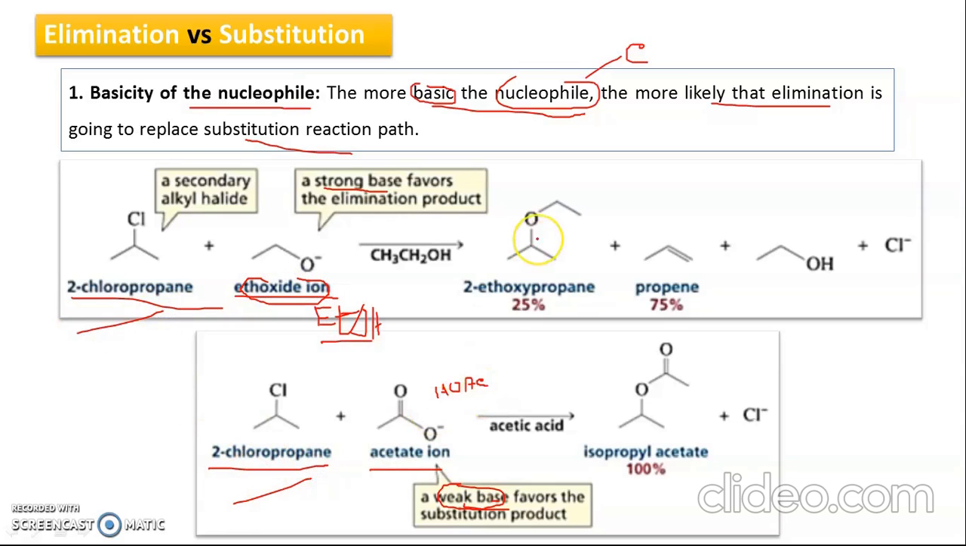So that is the reason. See, in the first case, as our base is strong, we are getting elimination product 75%, but substitution product 25%. But when your base is weak, now you can say that it is switching towards more nucleophilic. Then our substitution product is 100%. Okay, so this is the difference. That is, by changing the basicity, whether weak or strong, we can change the type of the reaction mechanism, that is whether elimination or substitution.